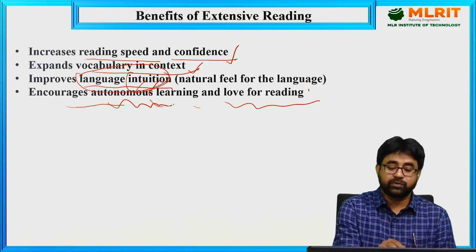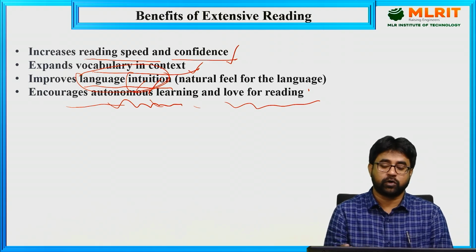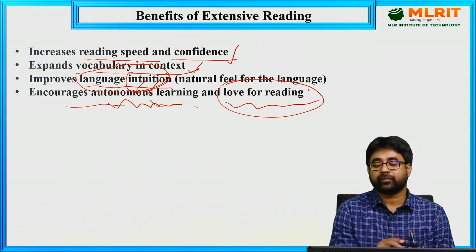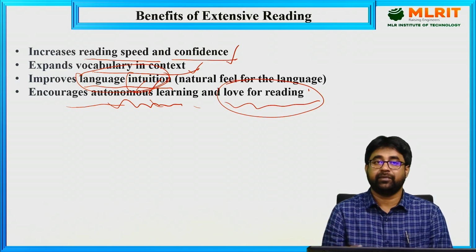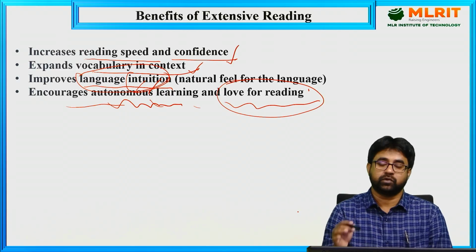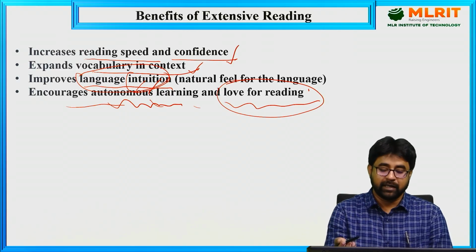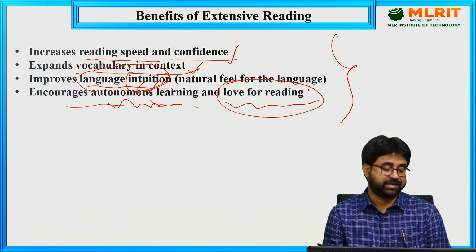That's why it's autonomous. So we will get to learn about many things also in an autonomous way, and it would increase our love for reading. Because we derive pleasure, we get entertainment. Obviously, it will increase our love for reading also. To get entertainment, to get pleasure, we will read more and more. So these are the benefits of extensive reading.